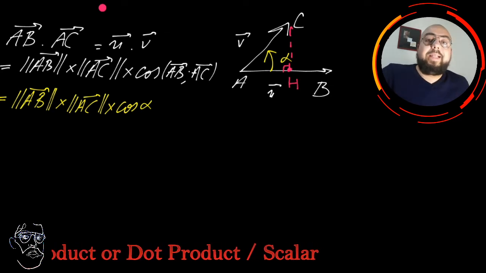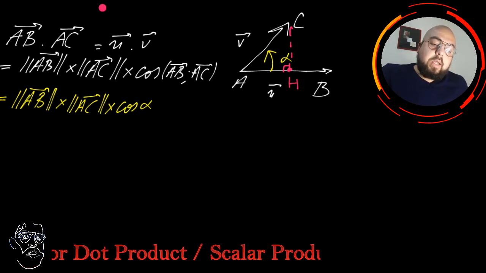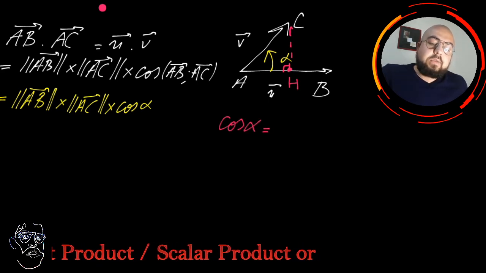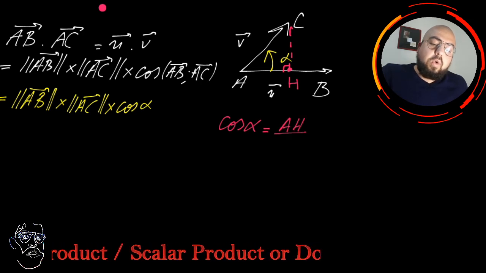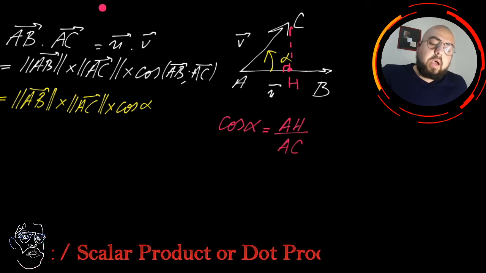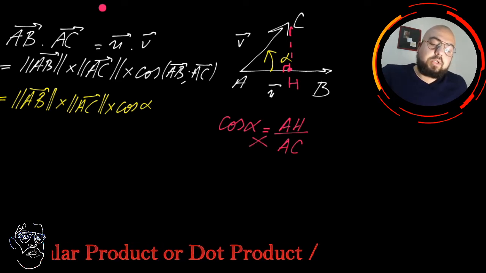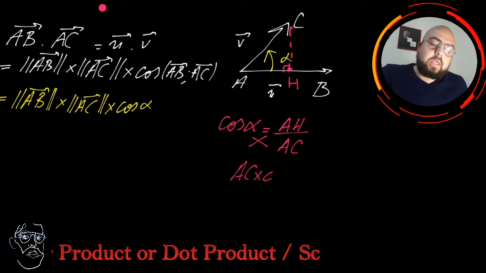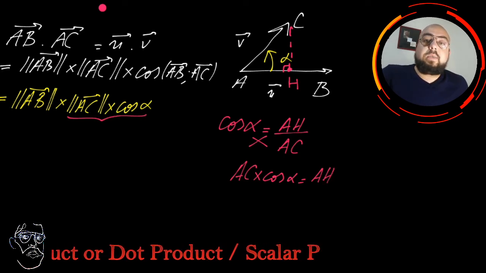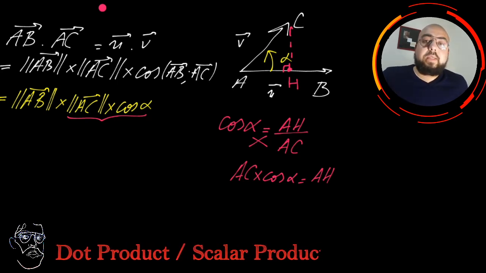And as you can see, the triangle ACH is a right triangle at H. So in this triangle ACH, let's say I'm interested in cosine alpha. Cosine alpha is actually equal to adjacent AH over hypotenuse, which is AC. So whenever I do the cross multiplication, AC times cosine alpha is equal to AH. And this is the part where you have AC times cosine alpha. AC as in norm, it's the same thing as the segment AC, times cosine alpha is the segment AH.